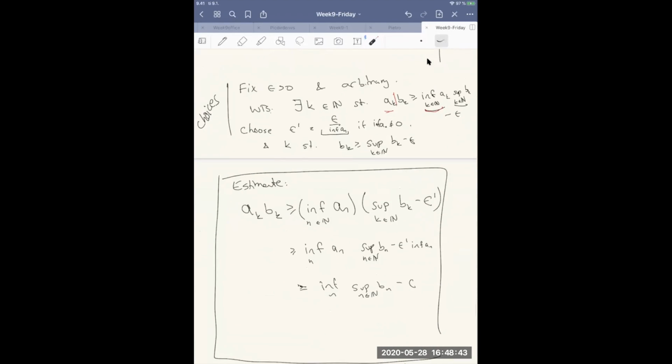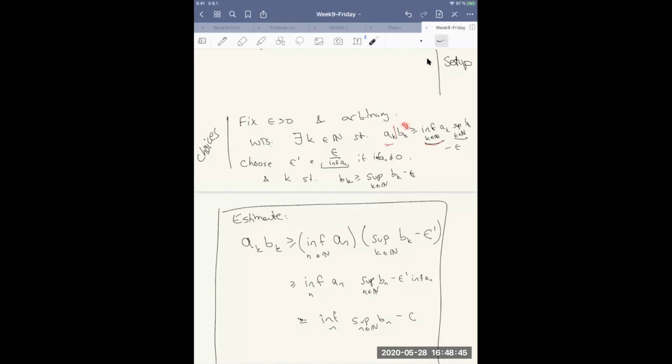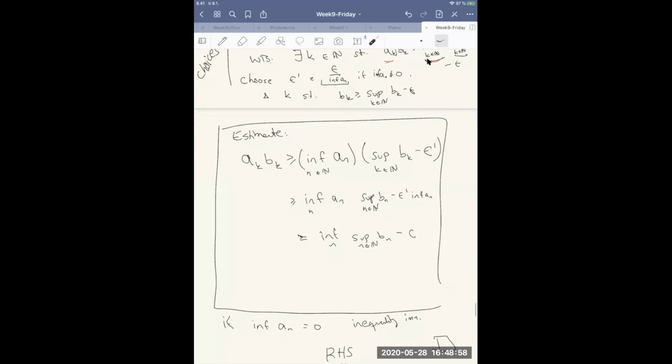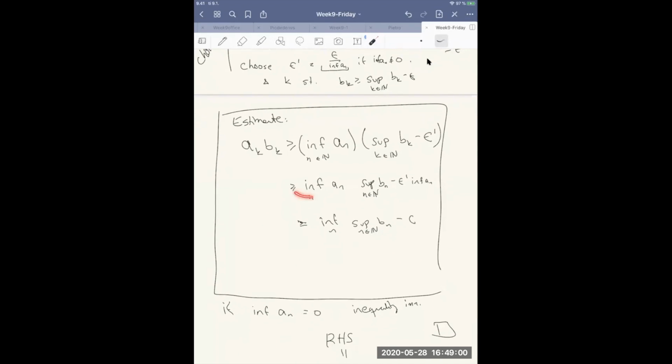And using these, we can choose this b_k so that it's very close to the supremum. And that is the choice that we make here. We're using everywhere that everything is positive because we are multiplying the estimates together. And this is where we get that, and the choice of epsilon prime allows us to get epsilon.